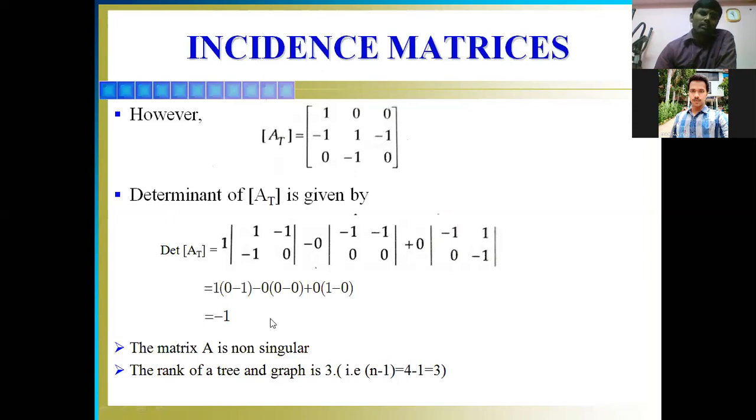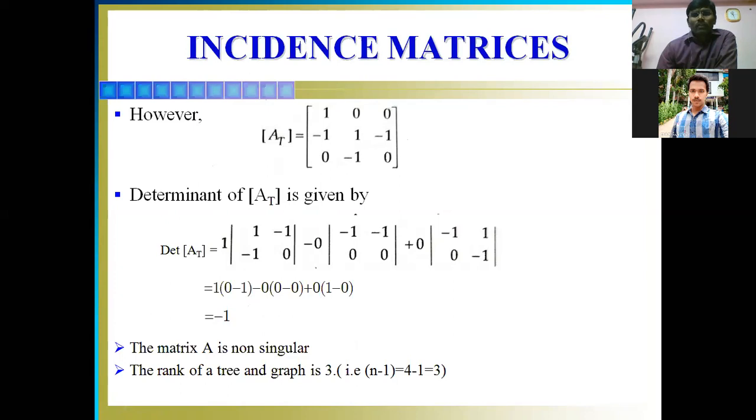Here, for this matrix we have got minus 1. Okay, that means this determinant is not equal to 0. Determinant is not equal to 0 means that the matrix is non-singular. If the determinant is equal to 0, then that matrix is singular.